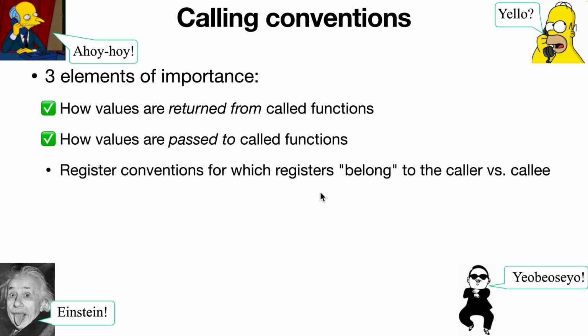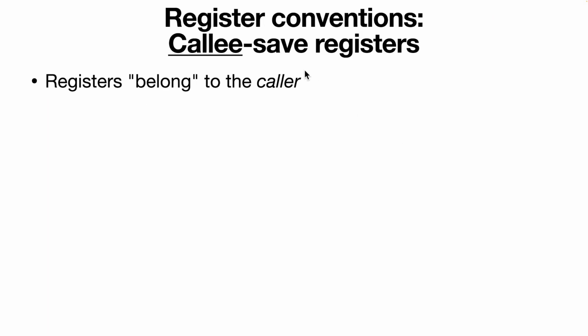Moving on to register conventions of what belongs to what. So there's a notion of callee save registers and caller save registers. And the way I say it is that a callee save register actually belongs to the caller.